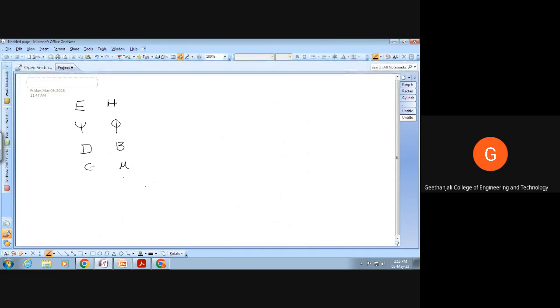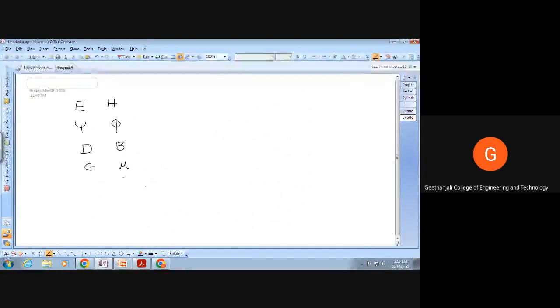Similarly, you observe a similarity between Coulomb's force law and the Biot-Savart law. In both cases, the field is inversely proportional to the square of the distance. Like that, when we discuss the magnetic field, we are going to observe that there are a number of similarities between electric and magnetic fields.